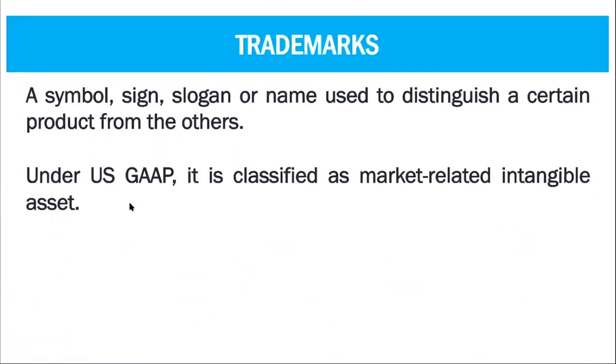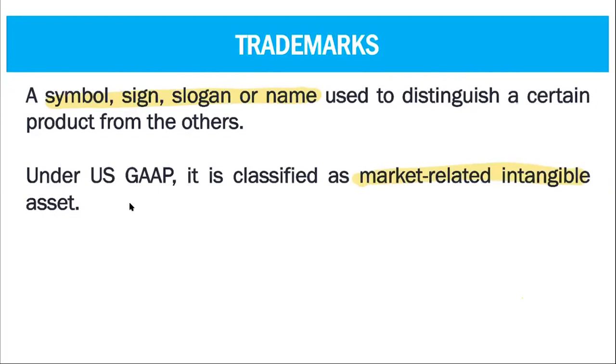We have your trademarks. So for trademarks, these are necessary marks that you see on a particular brand or product. So these are symbols, sign, slogan, or name. So for example, Coca-Cola. Coca-Cola itself is already a trademark. That is a name. If you can see the shape of a Coca-Cola, that is already a symbol or a sign. "Love ko 'to," McDo, that is a slogan that can be considered as a trademark. So it is classified as a market-related intangible asset.